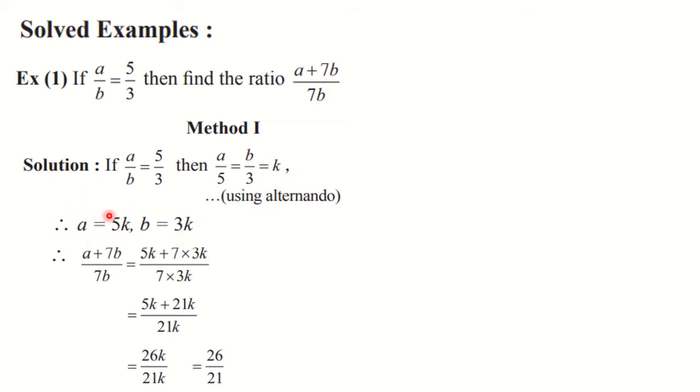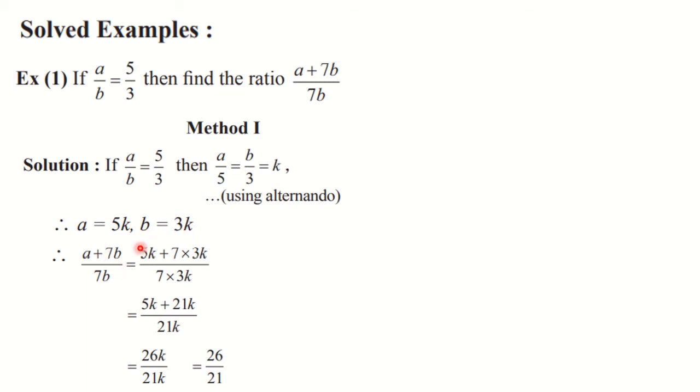Okay. So as I have said that if A upon B is 5 upon 3, it doesn't mean that A is equal to 5 and B is equal to 3. It means that A is equal to 5k and B is equal to 3k because some common multiple is always present. Now see, writing this particular step is not compulsory. From here also directly you can write this. A is equal to 5k and B is equal to 3k.